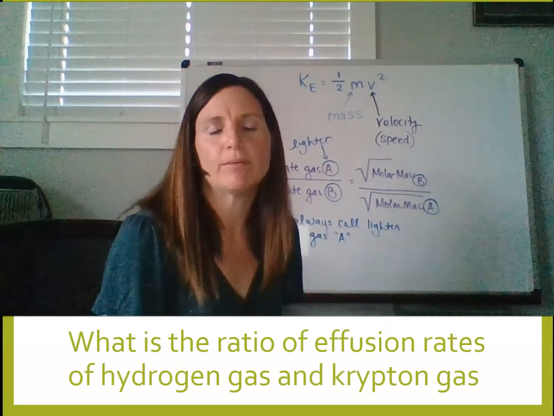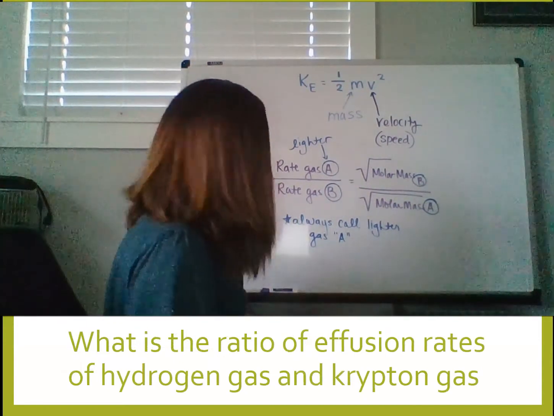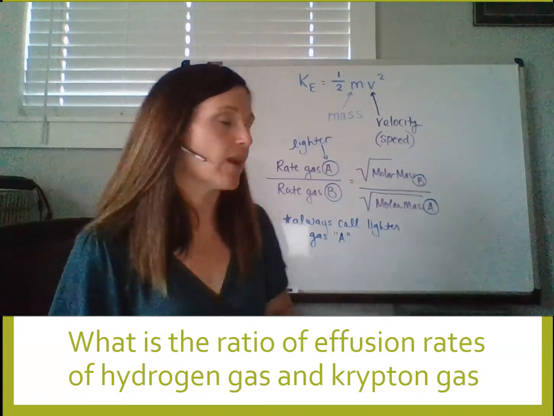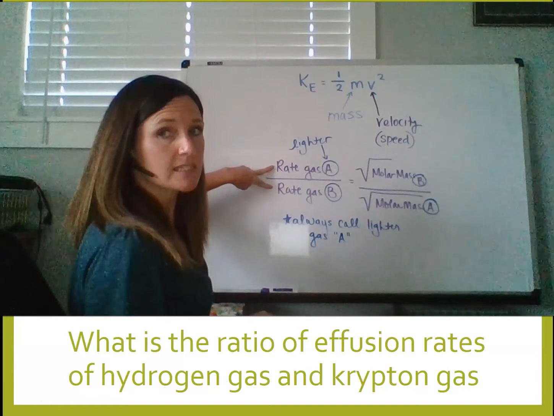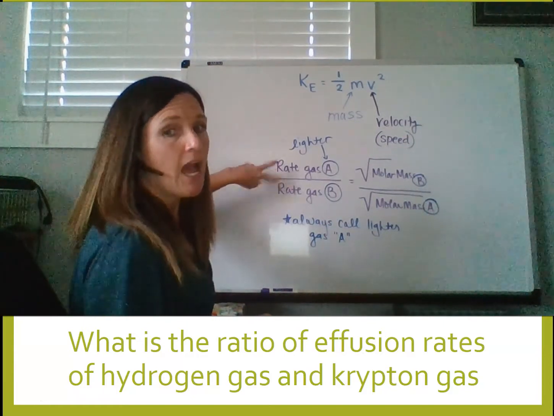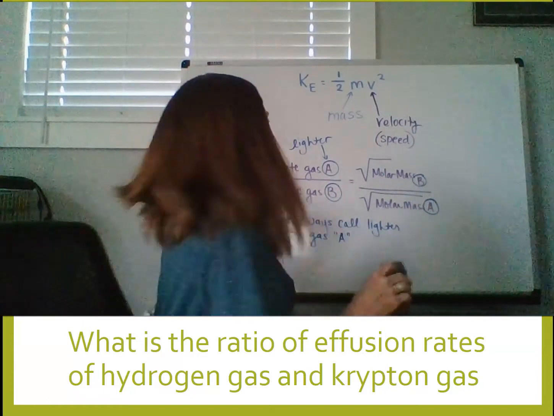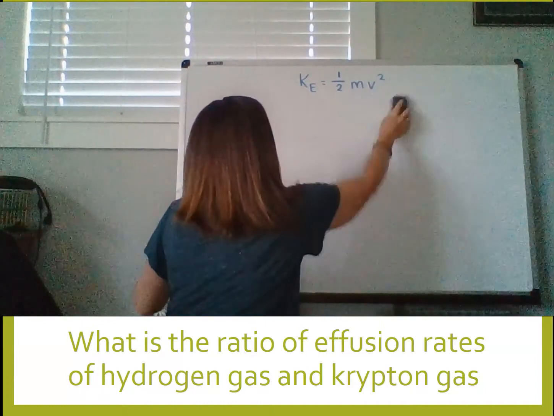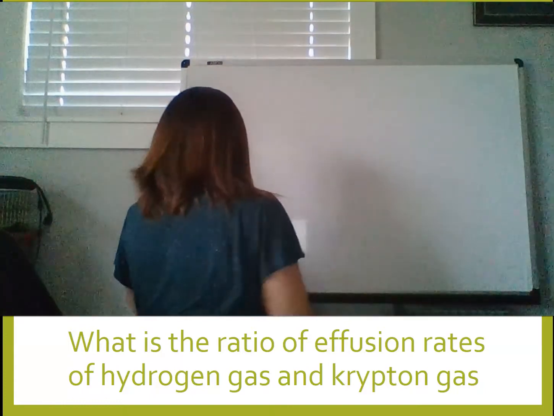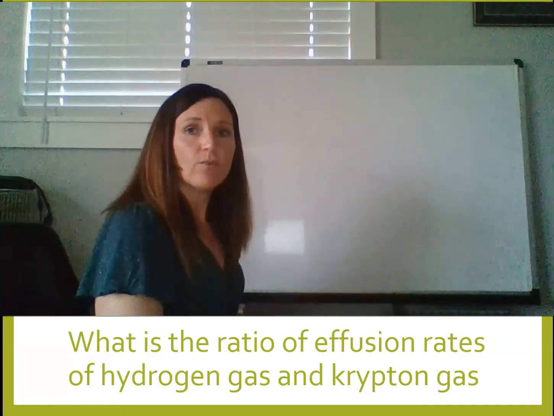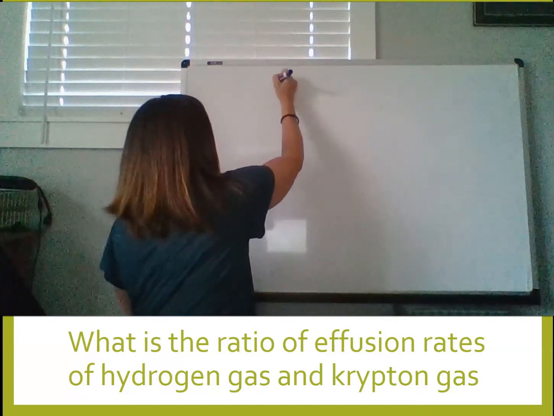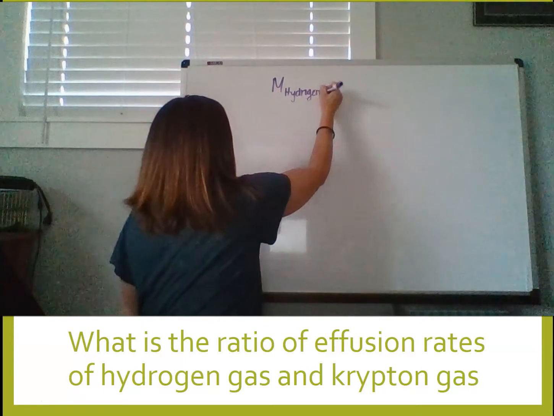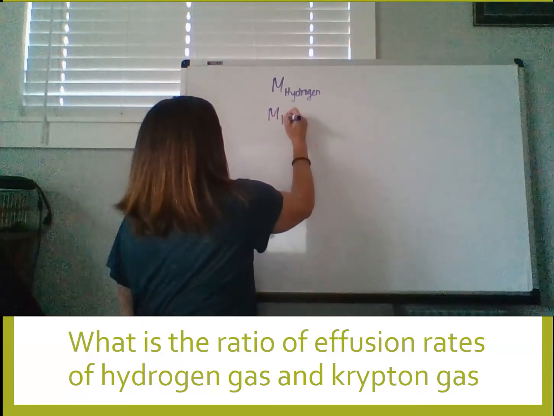We're just going to try a problem and see what it asks us. So it's asking, what is the ratio of effusion rates? The ratio of effusion rates is basically this. What's the ratio of effusion rates of hydrogen gas and krypton gas? So before we can do any of this, we need to find the molar mass of hydrogen and the molar mass of krypton.